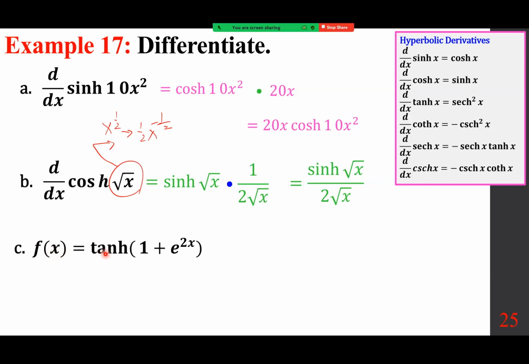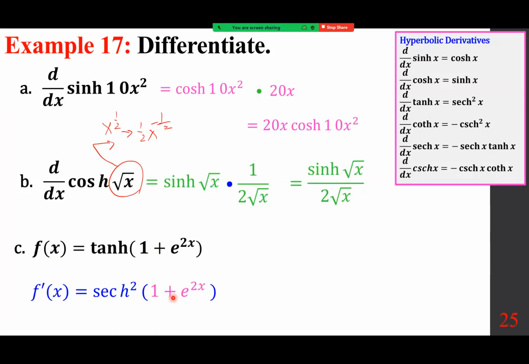f of x is hyperbolic tangent of 1 plus e to the power of 2x. So you want to differentiate this. You want to find f prime. Just read that. The derivative of hyperbolic tangent is hyperbolic secant squared. So hyperbolic secant squared of the same argument. So you have to write the same thing, everybody. You have to put this in here.